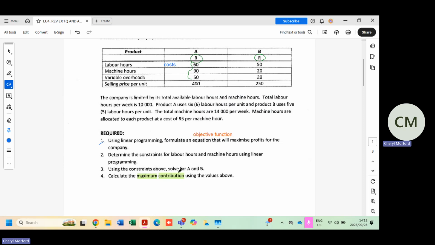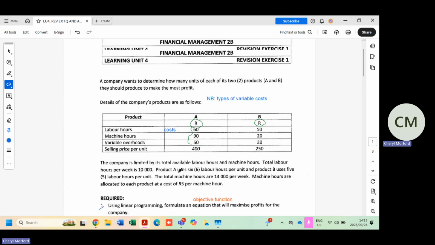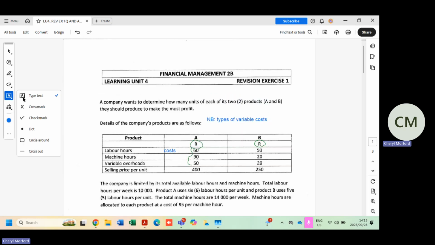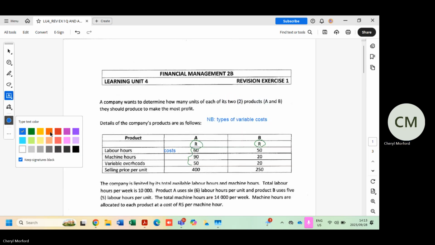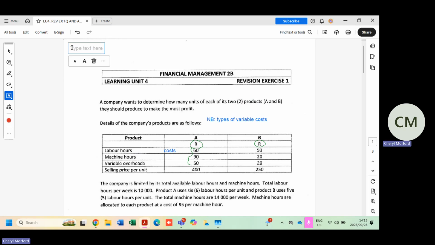We want the constraints. I've only said labor hours and machine hours, but we're going to add in a couple of others. So when it comes to the constraints, I'm just going to type something up here for you. At the top, we want a complete set of constraints. And what are the constraints going to be for? Let's include all of them.